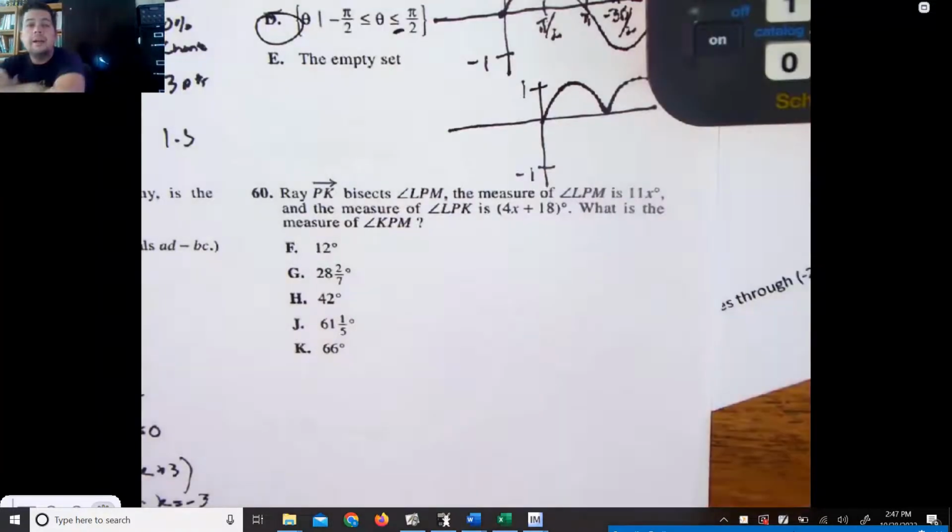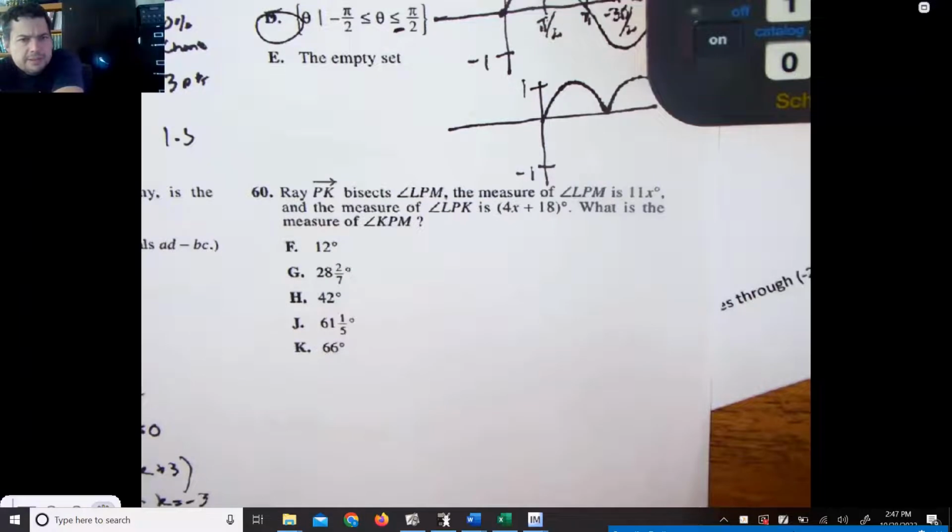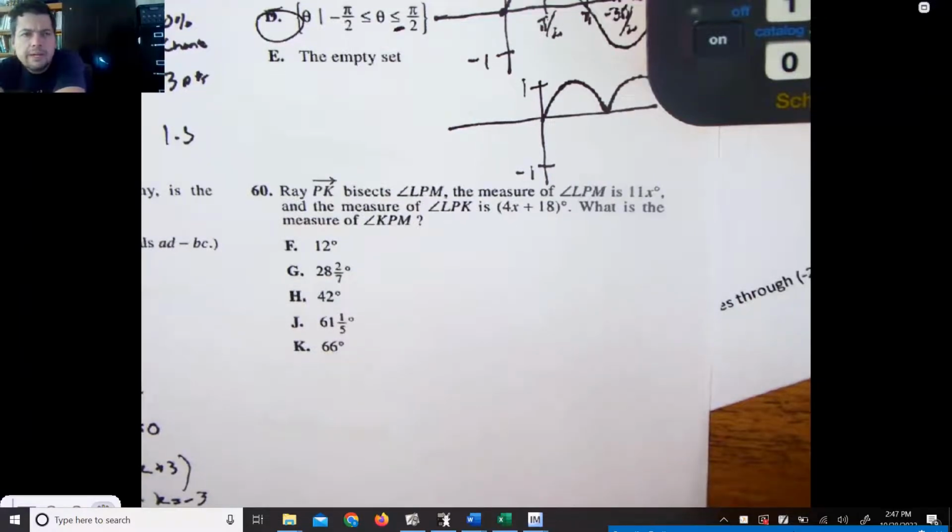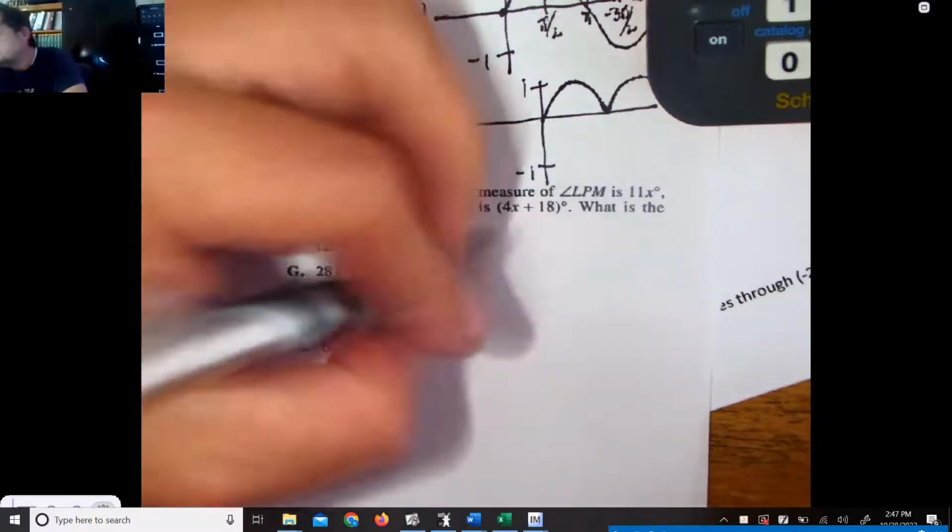All right, number 60, which is probably the easiest thing on this test. Ray PK bisects angle LPM. The measure of angle LPM is 11x and the measure of angle LPK is 4x plus 18. What is the measure of angle KPM? A lot of stuff on there.